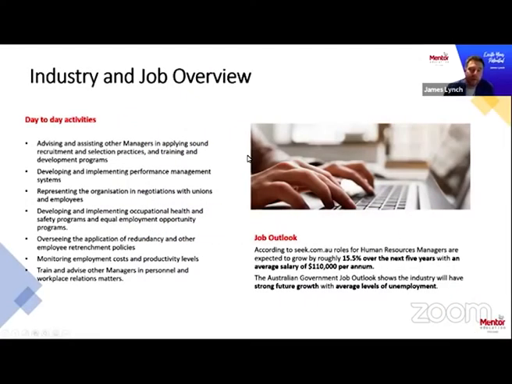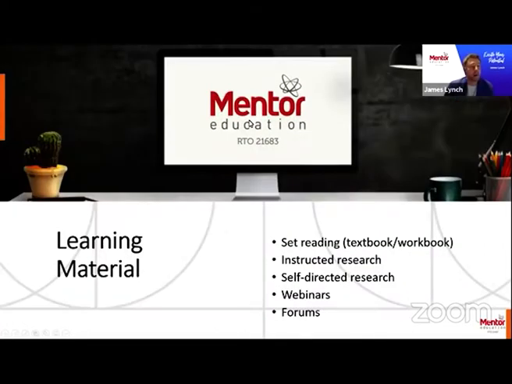Now, we've already briefly touched on some of the learning material, probably the case studies that we look at as part of the course. But Iona, if I can hand over to you to go into a little more detail about what the learning material looks like. So books, case studies, I think we can have real world examples there as well. What else can we expect?